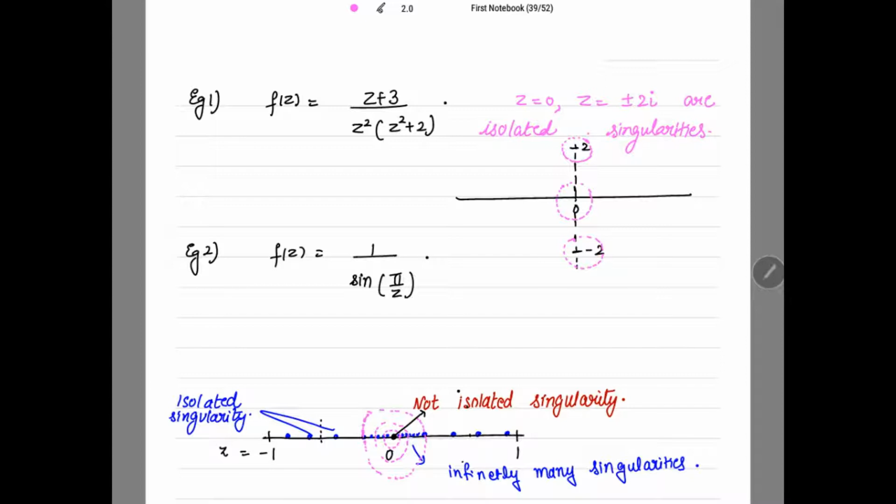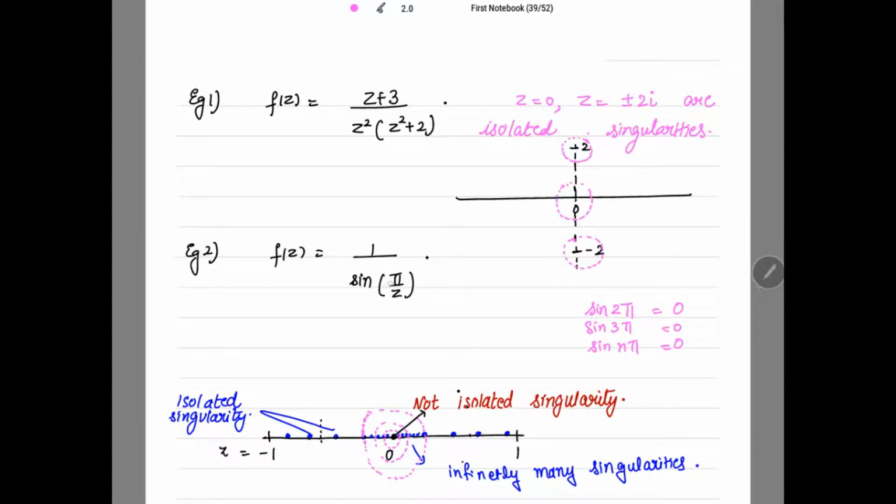Clear? All right. Now there is another function. Just listen very carefully about this. This function is 1 over sine of pi by z. First, we need to find the singularity. What is the singular point for this function? Where the function is not defined. Yes, sine of pi is 0. At pi it is not defined. Sine of 2 pi, sine of 3 pi is also 0, and so on. So sine of n pi is 0.